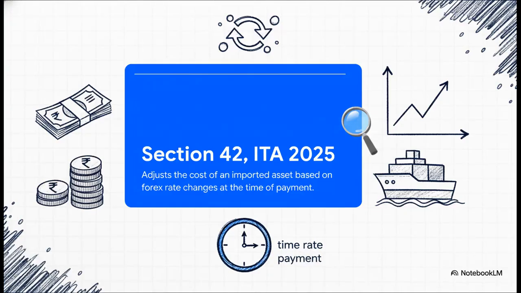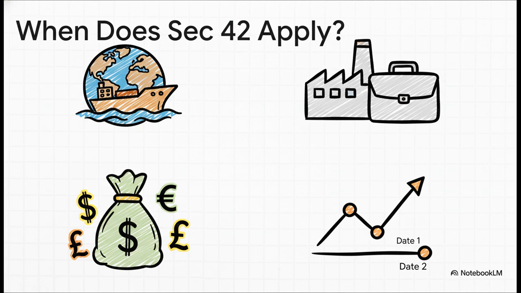So Section 42 gives us a very clear rule. It basically says that if your liability in Indian rupees changes because of forex fluctuations when you pay for an asset you've bought from outside India, you must adjust the asset's cost. The most important phrase here, and you'll hear me say it again, is that the adjustment happens at the time of payment.